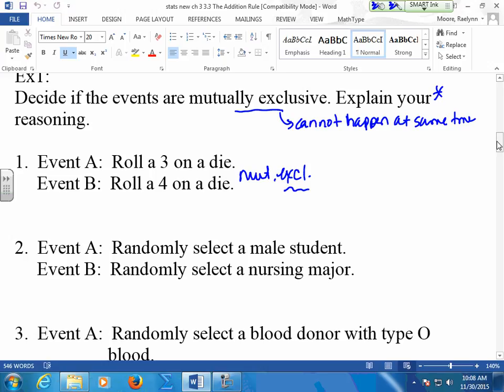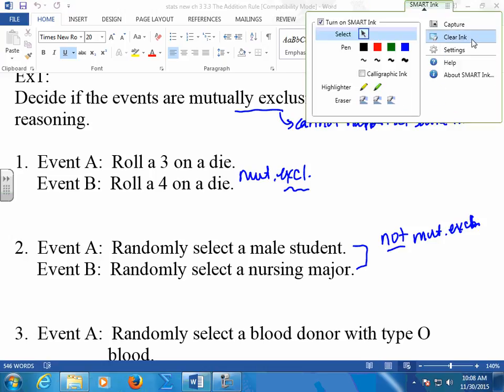Event A, randomly selecting a male student from a group. Event B, from the same group, randomly selecting a nursing major. Can that happen at the same time? Yes, I can have a male student who is in fact a nursing major, right? These are not mutually exclusive. They can happen at the same time. Everybody kind of seeing this? You don't really notice it until we start working with it.